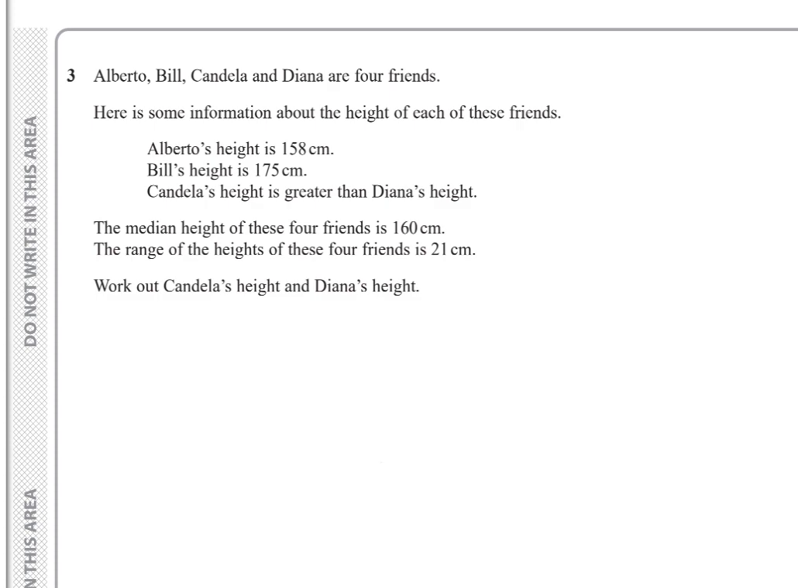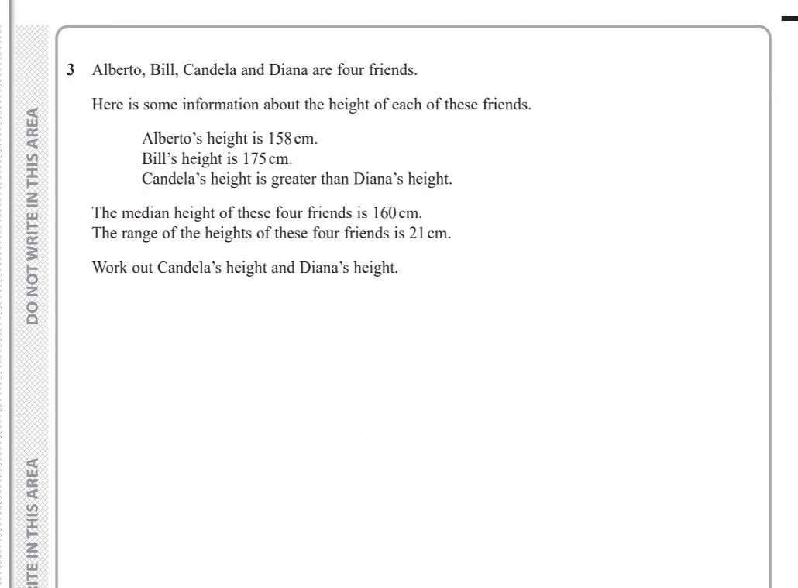Number 3. Alberto, Bill, Candela, and Diana are 4 friends. Here is some information about the height of each of these friends. Alberto's height is 158 centimeters. Bill's height is 175 centimeters. Candela's height is greater than Diana's height. The median height of these 4 friends is 160 centimeters, and the range of the heights is 21. Work out Candela's height and Diana's height.